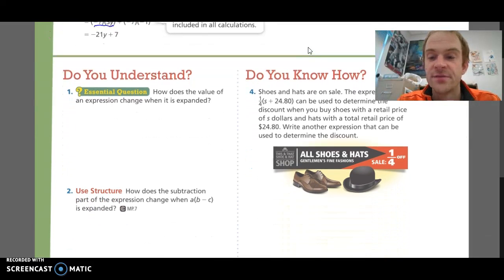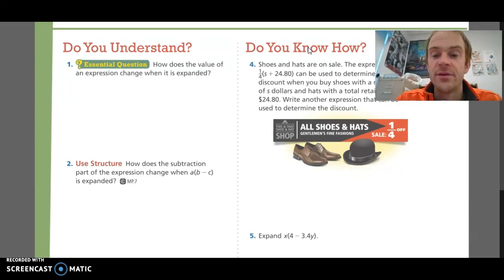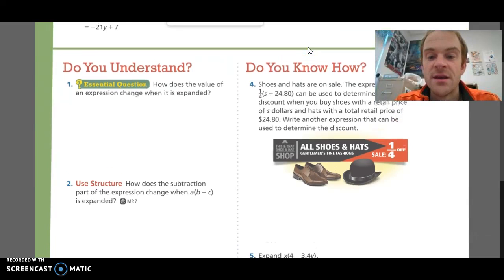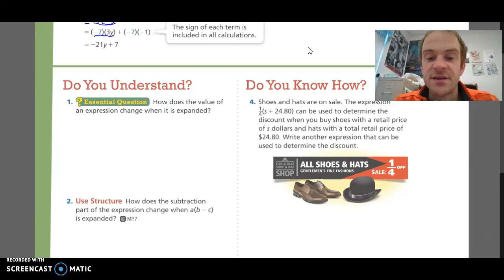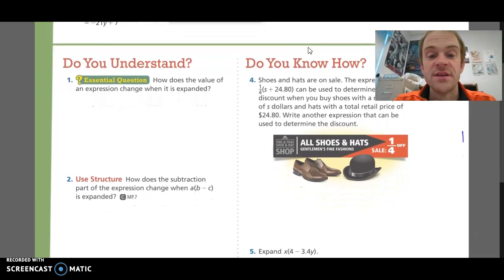So if we look, and this is from your textbook, if we look at question number 4 here, it says shoes and hats are on sale, and the expression 1/4 times s plus 24.80 can be used to determine the discount when you buy shoes with a retail price of s dollars and hats with a total retail price of $24.80. So we're going to write another expression that can be used to determine the discount. So we're writing an equivalent expression, and we talked about equivalent expressions in lesson 2 of topic 4.